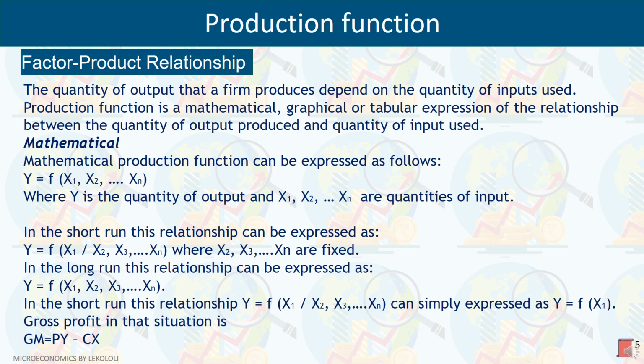In the context of our production function, it's important to note that gross profit calculations depend on the specific inputs and their costs. In the short run, where only some inputs can be adjusted, we express the relationship as y is a function of x1, given that x2, x3 up to xn are fixed. In this case, gross profit simplifies to GM is equal to PY minus CX.